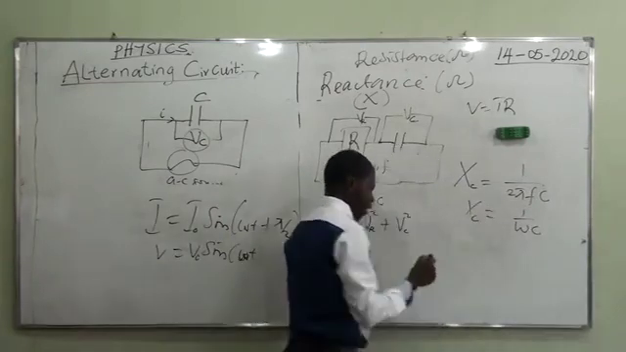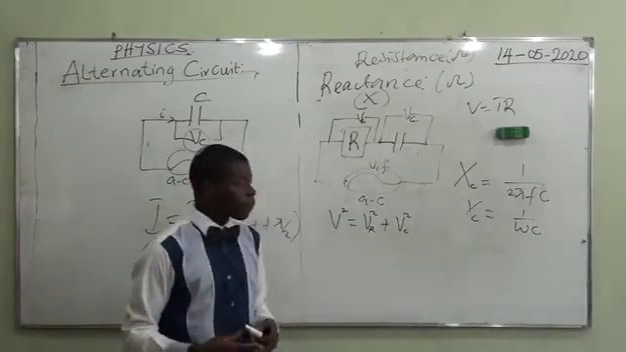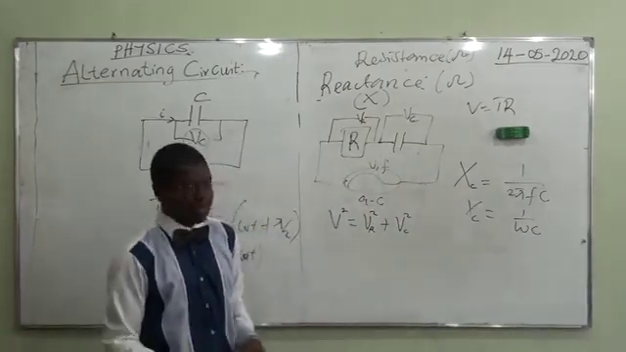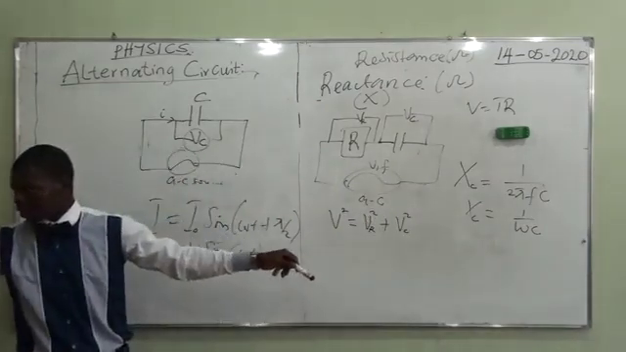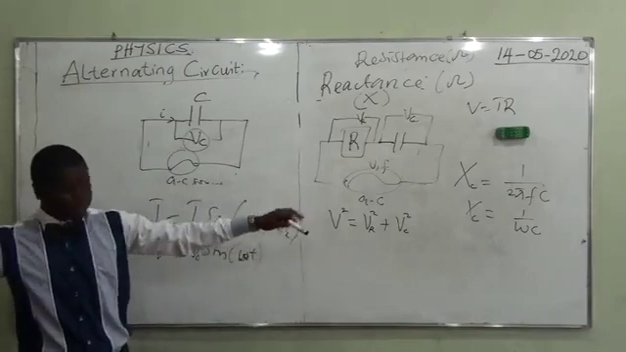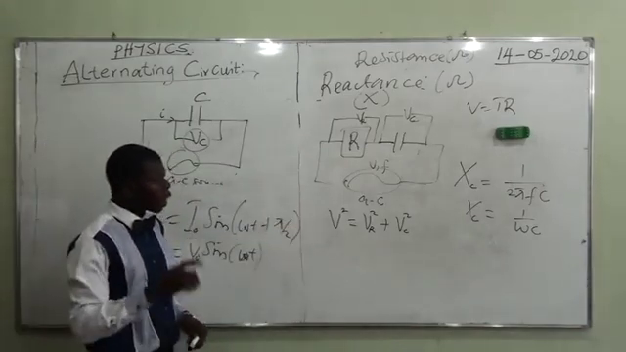By definition, capacitive reactance can be defined as the opposition brought about by a capacitor placed in an AC circuit, still measured in ohms. We don't joke with units in physics. I believe I've done justice to what you can see there. We'll move ahead. Impedance. Okay, one more thing.